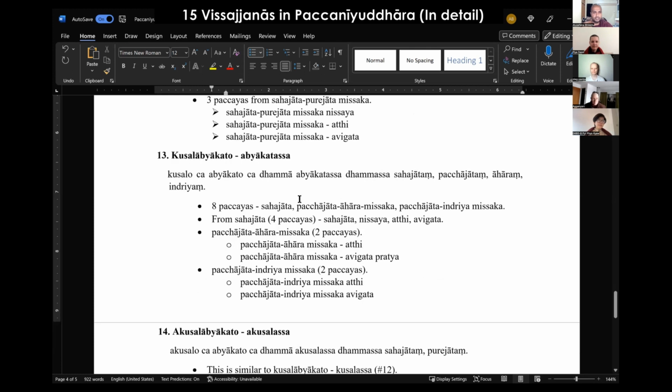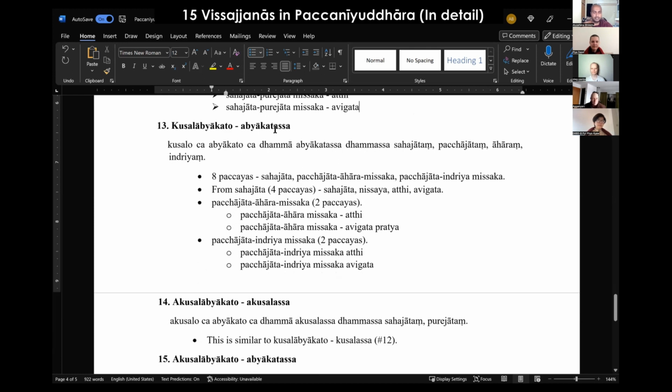And moving into the 13th combination, it's kusala abhyakato abhyakatassa. Kusalocha abhyakatocha dhamma abhyakatassa dhammassa. Then it says sahajātaṃ paccājātaṃ āhāraṃ indriyam. So from here, 8 paccayas are selected: sahajāta, paccājāta āhāra missaka, and paccājāta indriya missaka. So from sahajāta, 4 paccayas are selected from the sahajāta main group, right? The sahajāta large paccayas: sahajāta, sahajāta nissaya, atti, and navigata.